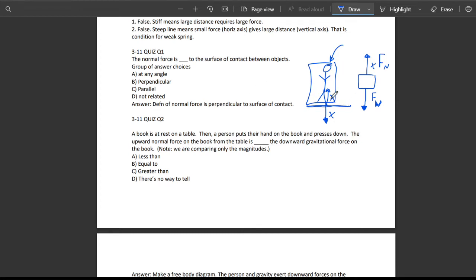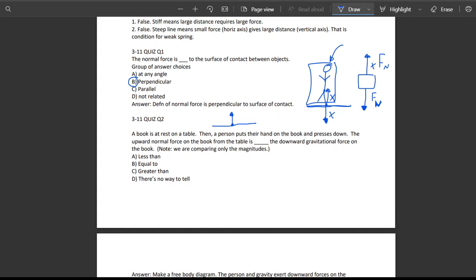Let's draw it out without all the chaos. Imagine this little dot is you. The direction of the force is perpendicular. It's perpendicular to the surface you are in contact with. So going over 3-11 quiz question 1, the normal force is blank to the surface of contact between objects. As we saw through this drawing out of the free body diagram, the answer is B. It is perpendicular. It is at a 90-degree angle.